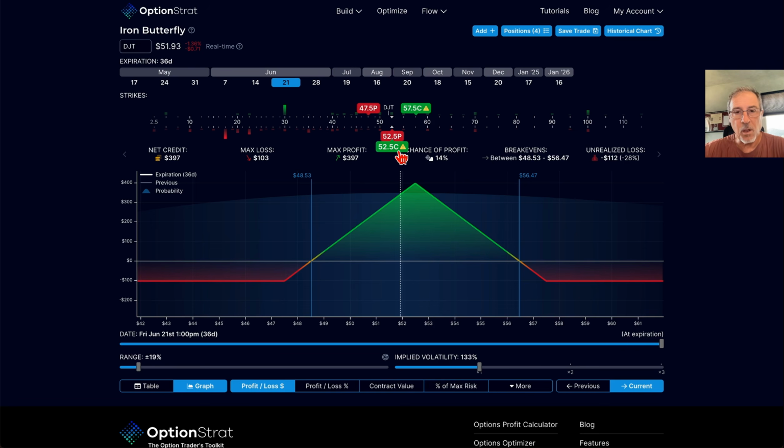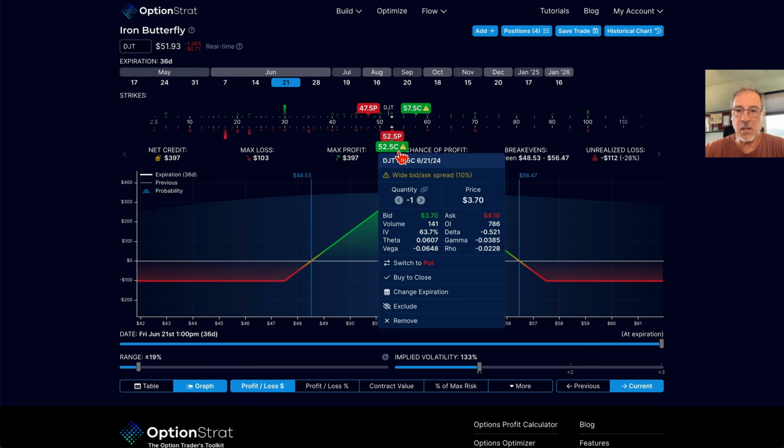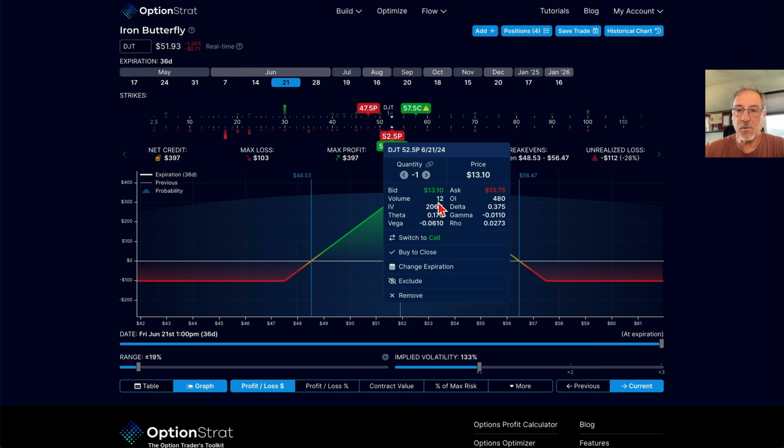So the thing I want to look at is if I come in and I take a look here, well, look at how wide this bid-ask spread is on just this one option. It goes from $3.70 to $4.10 on just this one strike. And then if we look at the put strike, we're $13.10 to $13.75. Now, there's not a lot of volume on this particular one here, which is a little concerning to me. So the potential is here to put this trade on given the wide bid-ask spreads.